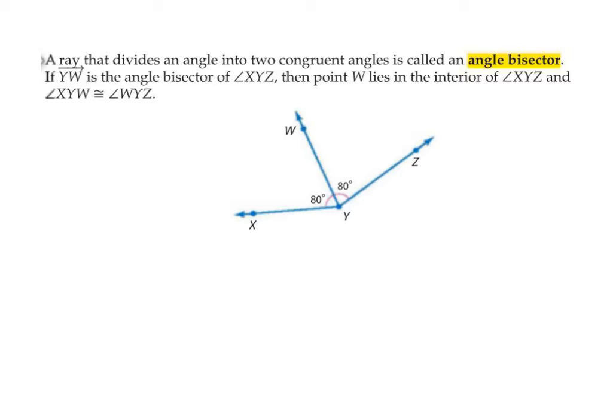So here I have, if YW, so that is a ray, YW is my ray, is the angle bisector of the entire angle XYZ. So here's my angle in green, and my line in red is the angle bisector. Point W is in the interior of the angle XYZ, and then the two little angles formed are congruent to each other, meaning they are the same degree measurements.